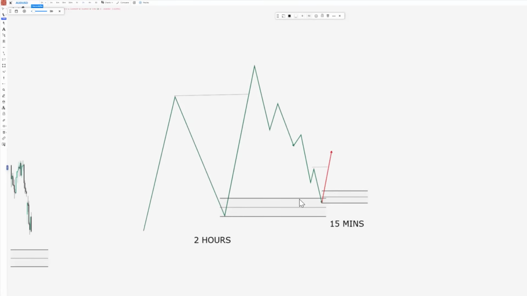So what you do is wait for price to return again to your 15 minutes zone. So this is price returning back to the 15 minutes zone. Now that price has returned to your 15 minutes zone, what are you going to do? Go to another time frame, which is going to be your 5 minutes time frame.